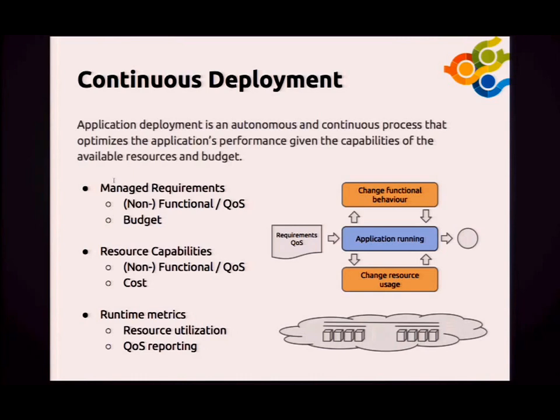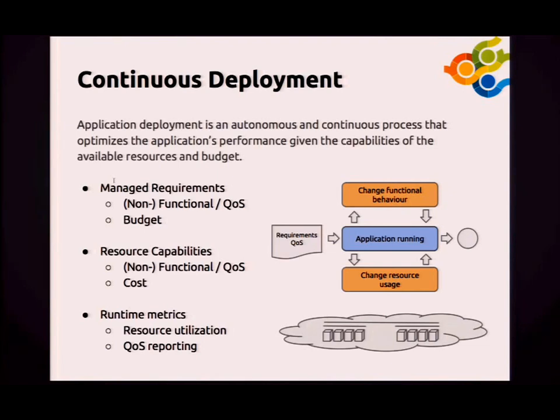And there we see three types of information that we want to use to do that. First is the managed requirements. This is basically the configuration of the application. So this can be non-functional, functional properties of the application. It can be quality of service attributes. And if you're talking about a system of systems, there's also the concept of budget and of cost. So this is basically the set of deployment information used to deploy an application.